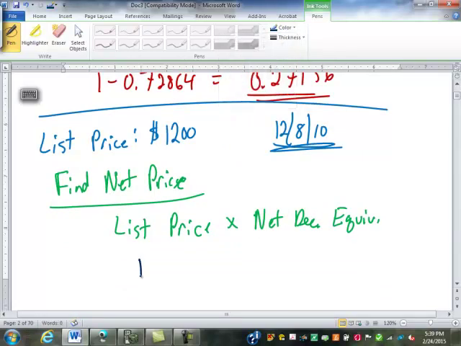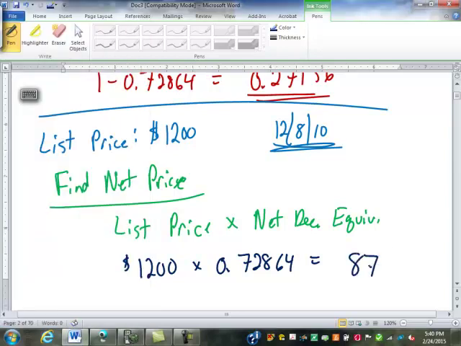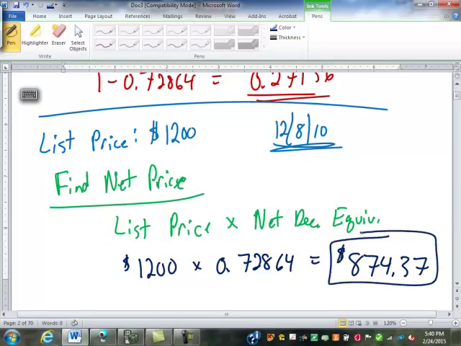So we're going to take $1,200 times 0.72864, which gives us $874.37. That's the new net price.